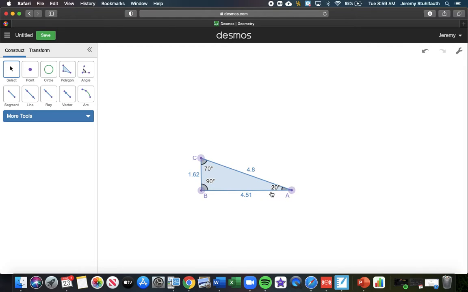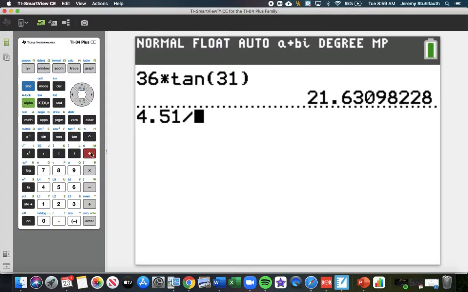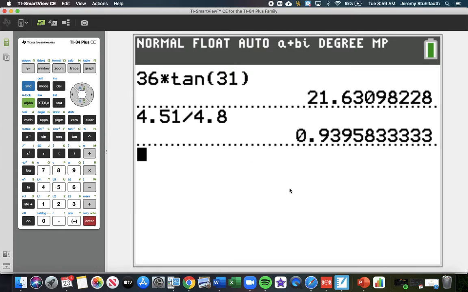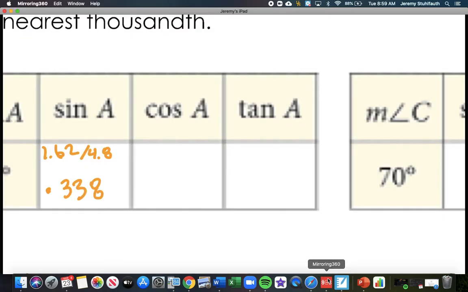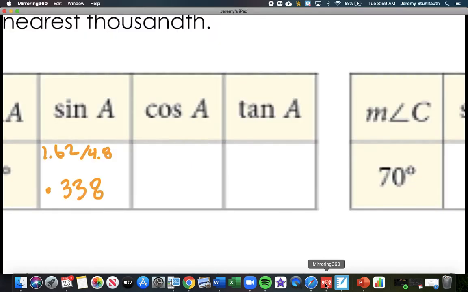the next thing we want to find is cosine A. So cosine would be 4.51 divided by 4.8. So 4.51 divided by 4.8 would be 0.9395, so that rounds up to 0.940. So cosine of A was 4.51 divided by 4.8, and that gave us 0.940.